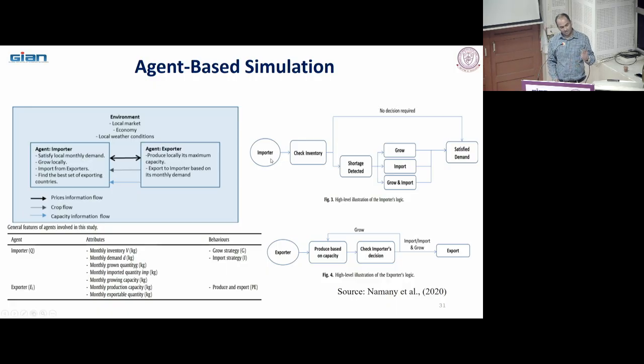Here, when the importer places an order, on that basis the exporter decides whether we have the sufficient quantity or not, whether we need to grow additional food grain. So the exporter produces based on our capacity, checks the importer's decision, like the supplier's decision, and then decides whether you want to grow it or import. So that is an application. You can refer to this paper as well, Numnai. They explain this agent based simulation there.